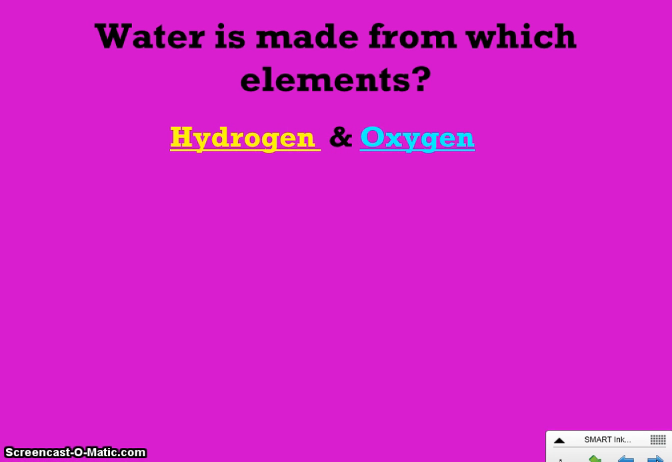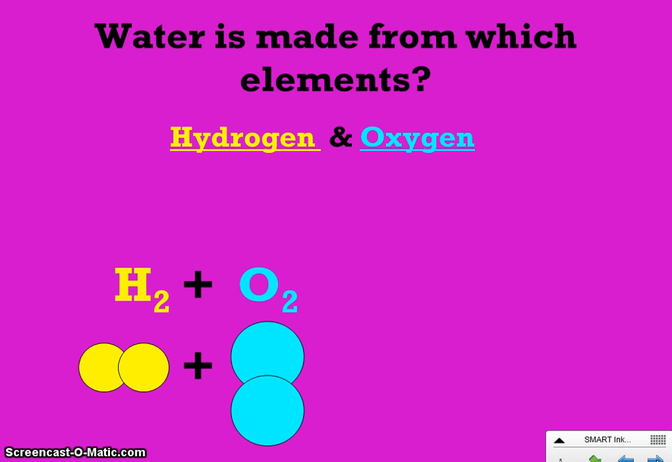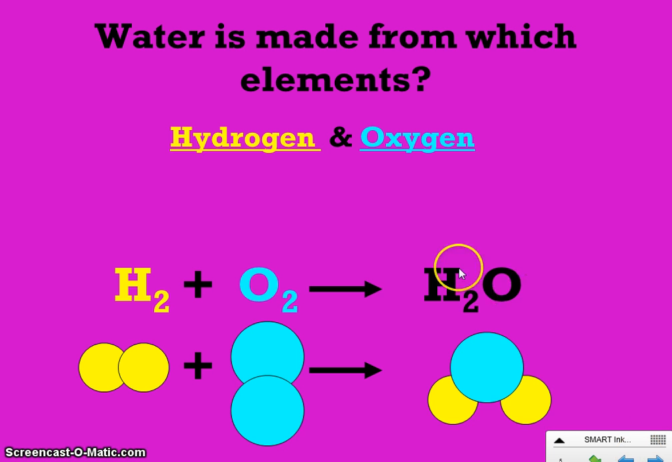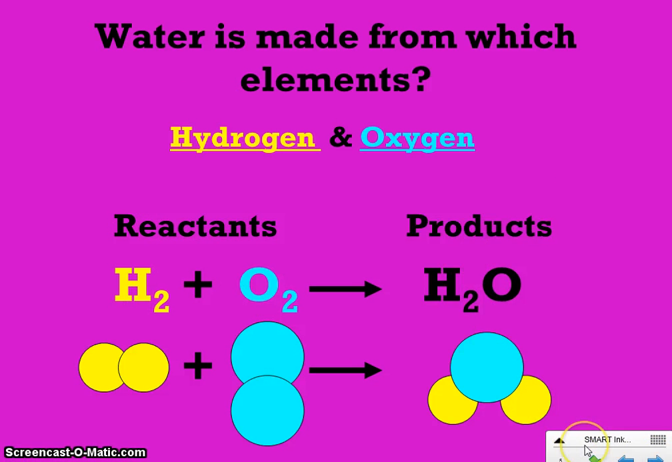Right? Hydrogen as a molecule is H2, which is two hydrogen atoms. Oxygen is O2, which is two oxygen atoms bonded together. So here are the reactants, and we're going to combine them to produce water, H2O, which has two hydrogens, remember, hydrogen is yellow, and one oxygen. Again, hydrogen and oxygen are your reactants. Water is your product.